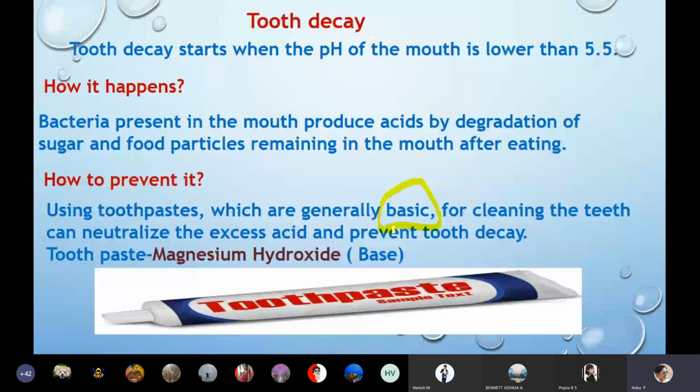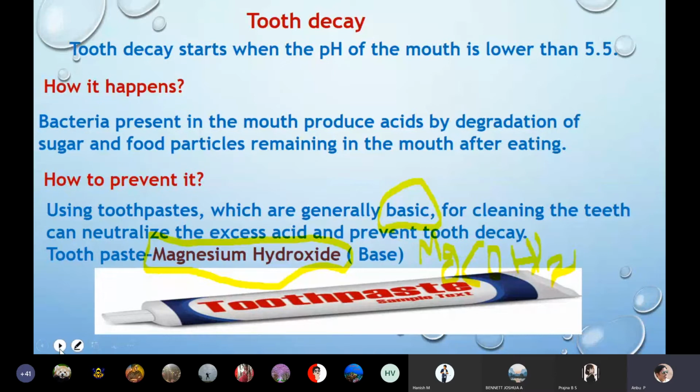So one common base that is used in all toothpaste is magnesium hydroxide. Irrespective of the brand, they use magnesium hydroxide as a common base for making toothpaste. So what is the formula for magnesium hydroxide? It is written as Mg(OH)2, that is, Mg and OH twice. So that is the formula for magnesium hydroxide, and it is the common base used in toothpaste. So that is how tooth decay is prevented. So this is the use of a base, that is, toothpaste.